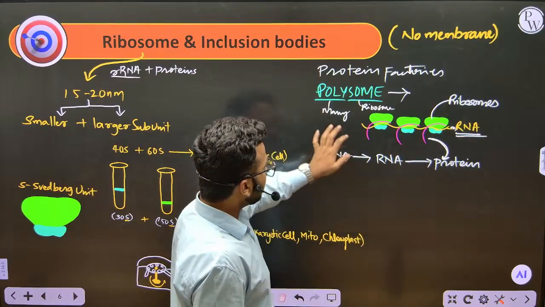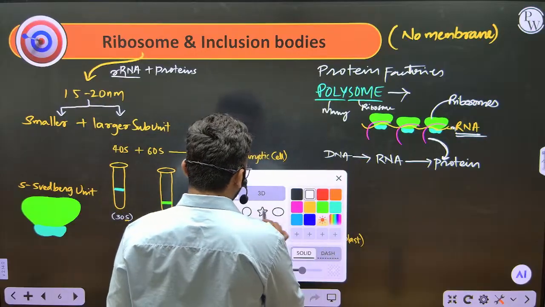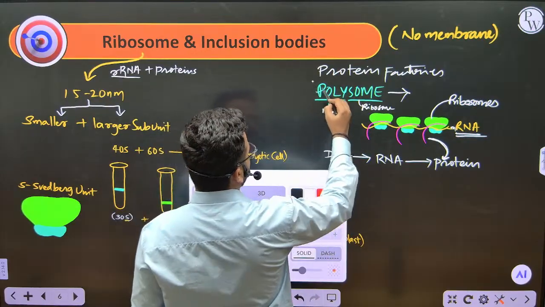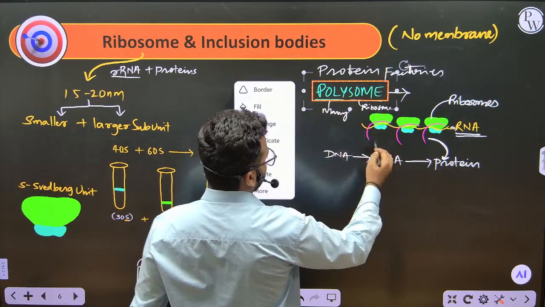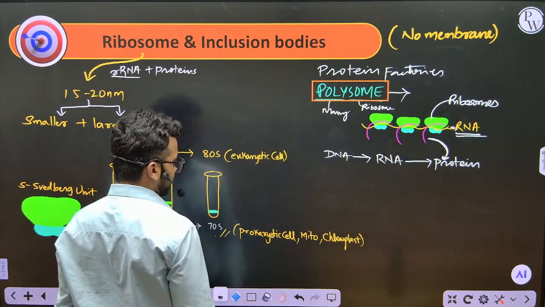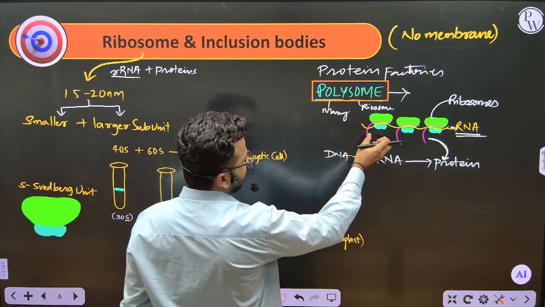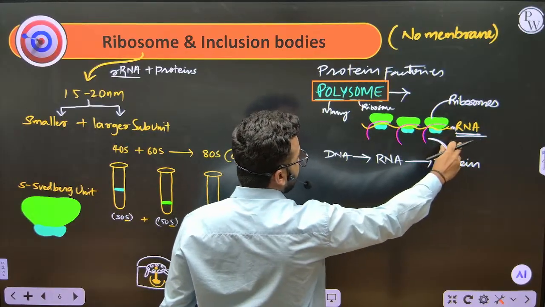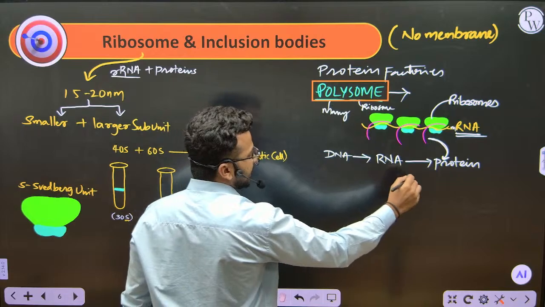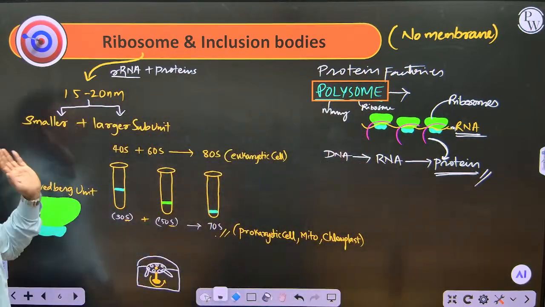So this polysome has many ribosomes attached to it, so we call it a polysome. When the polysome has many ribosomes attached, they will be reading the same RNA strand, and when they read the same RNA strand, we will get the same protein there. So this is about the ribosome.